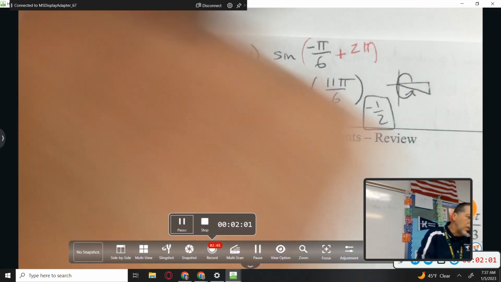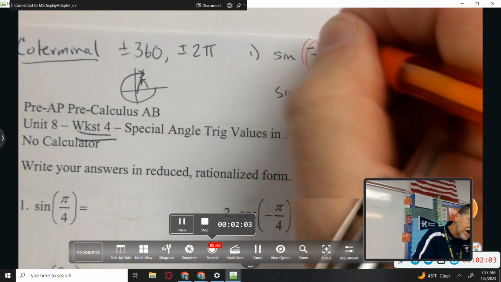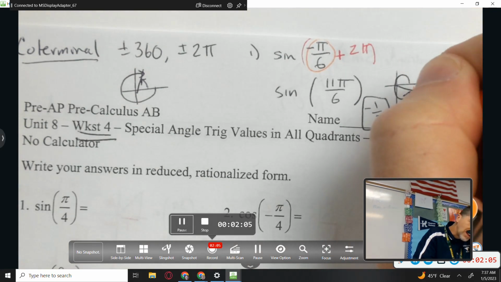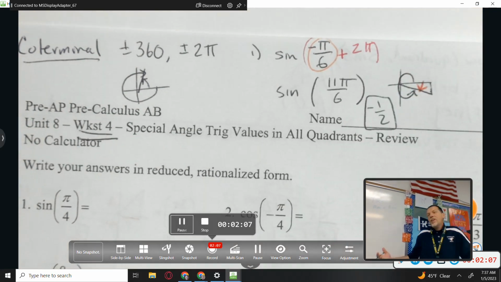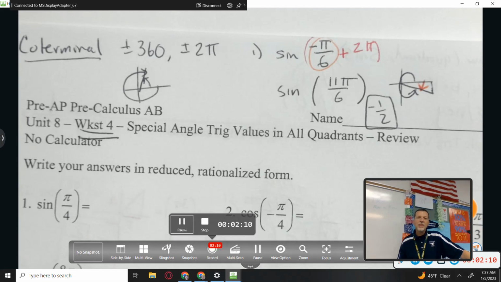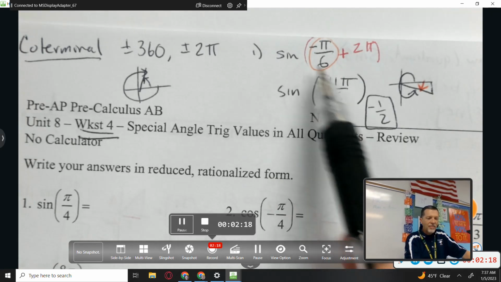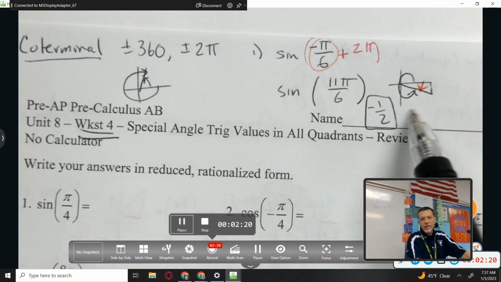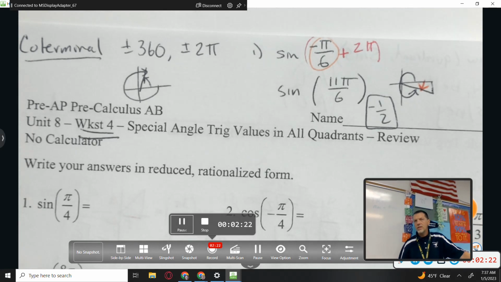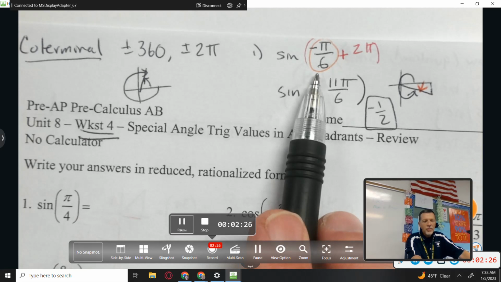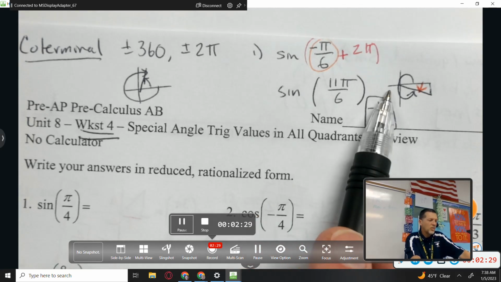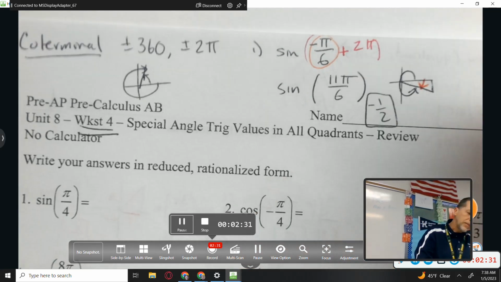But if you know where negative pi over 6 is, and you can get there going backwards, then that's fine too. That's what coterminal means, is however you get there, you land at the same spot. So negative pi over 6, 11 pi over 6, they have the same sine. It's negative 1/2, regardless of how you get there. So it kind of becomes up to you as, well, do you know where negative pi over 6 is, or do you need to add some more to find something that works?